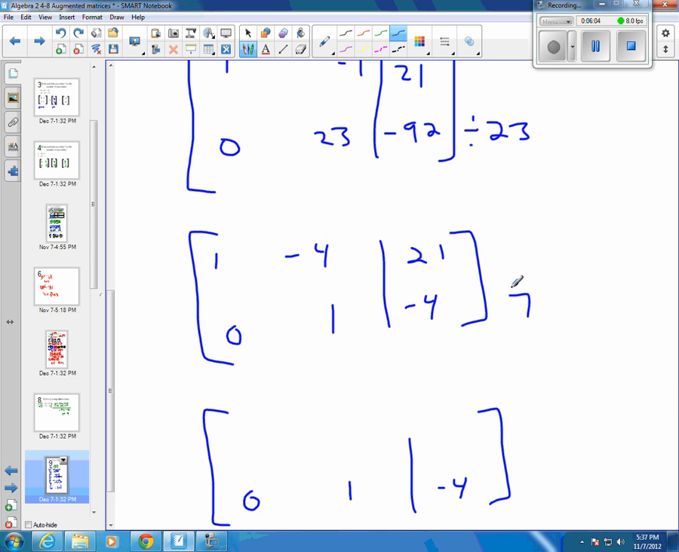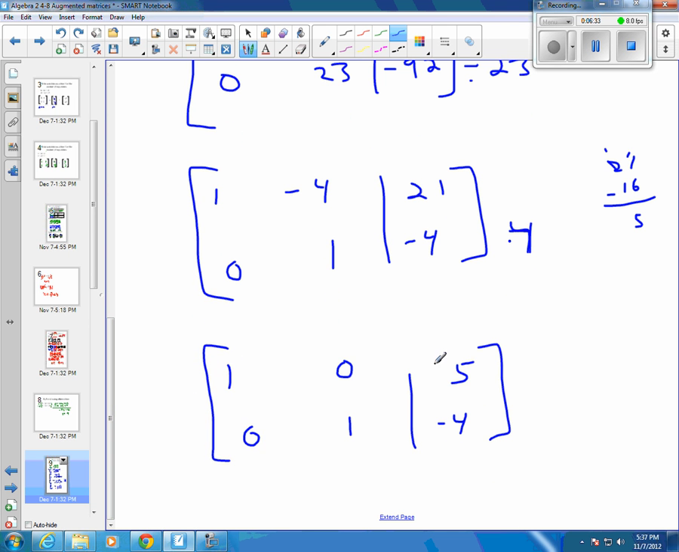Well, if I multiply the bottom by a positive 4 and add, 4 times 0 would be 0, plus 1 would be 1. 4 times 1 would be 4. 4 plus negative 4 would be 0. 4 times negative 4 is a negative 16. So 21 minus 16. So that would be a 5, right? And so that would give me my answer right now. This represents my x. I've got 1x is 5. And this represents my y, so I've got y is equal to negative 4. And my answer would be 5, negative 4.